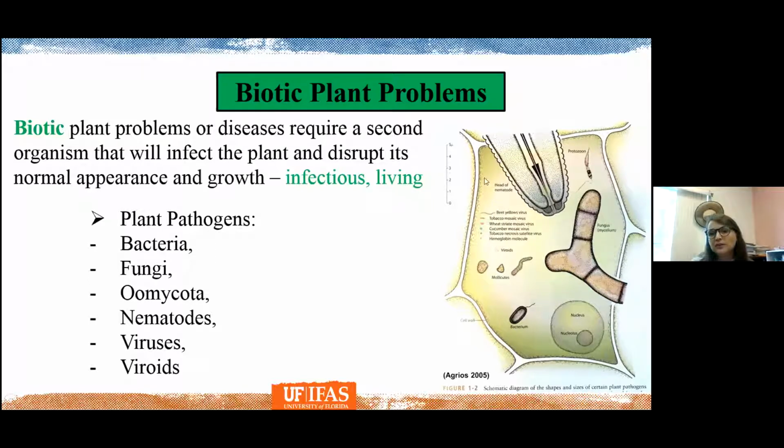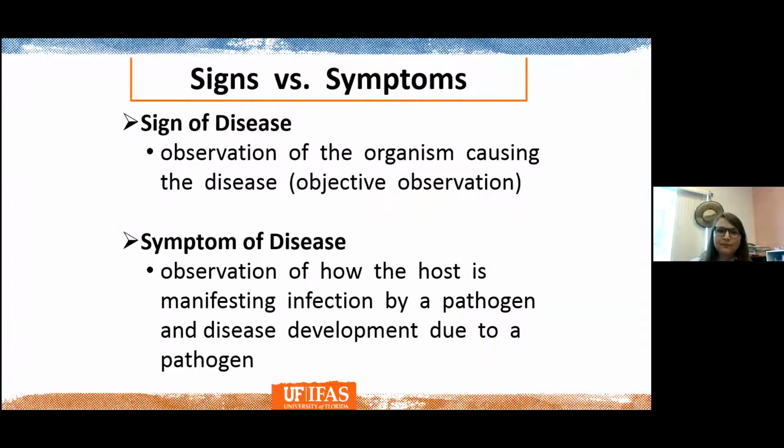As you see in here, the head of a nematode can be as big as the cell, so sometimes we can see it with the naked eye, whereas something like the virus or viroid are very tiny, so we cannot see them with the naked eye, not even through scopes or regular microscopes. We need very special microscopes to observe them.